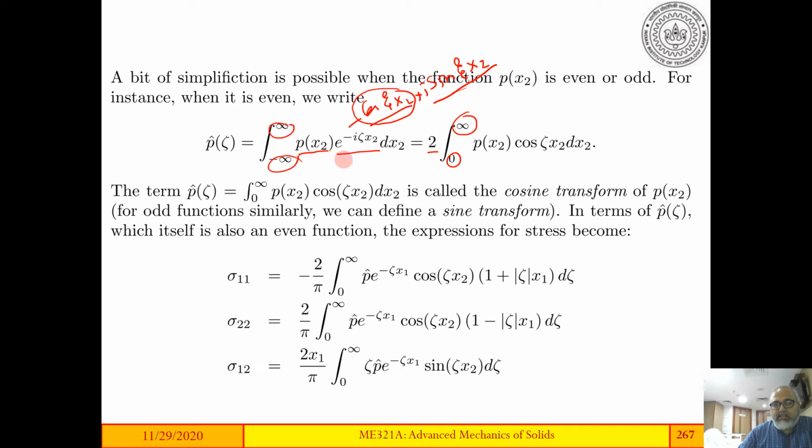So this integral can be replaced by 0 to infinity p(x2) cos zeta x2 dx2. So we will give this a name. We'll call this the cosine transform. This is the cosine transform of p bar.